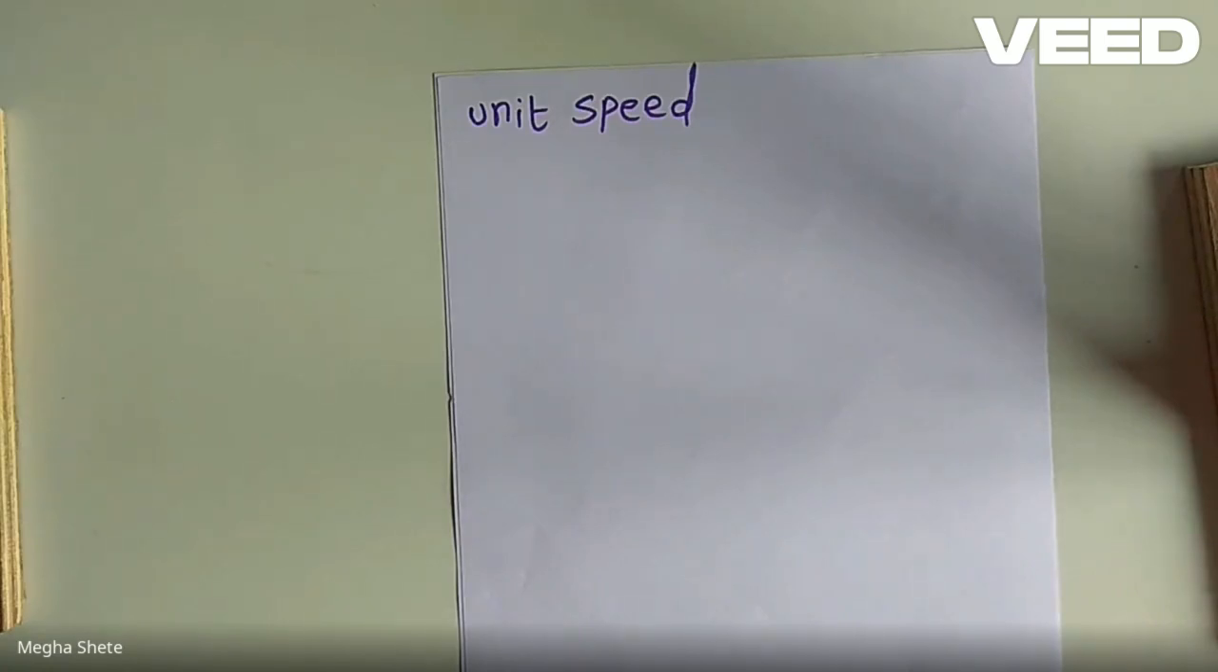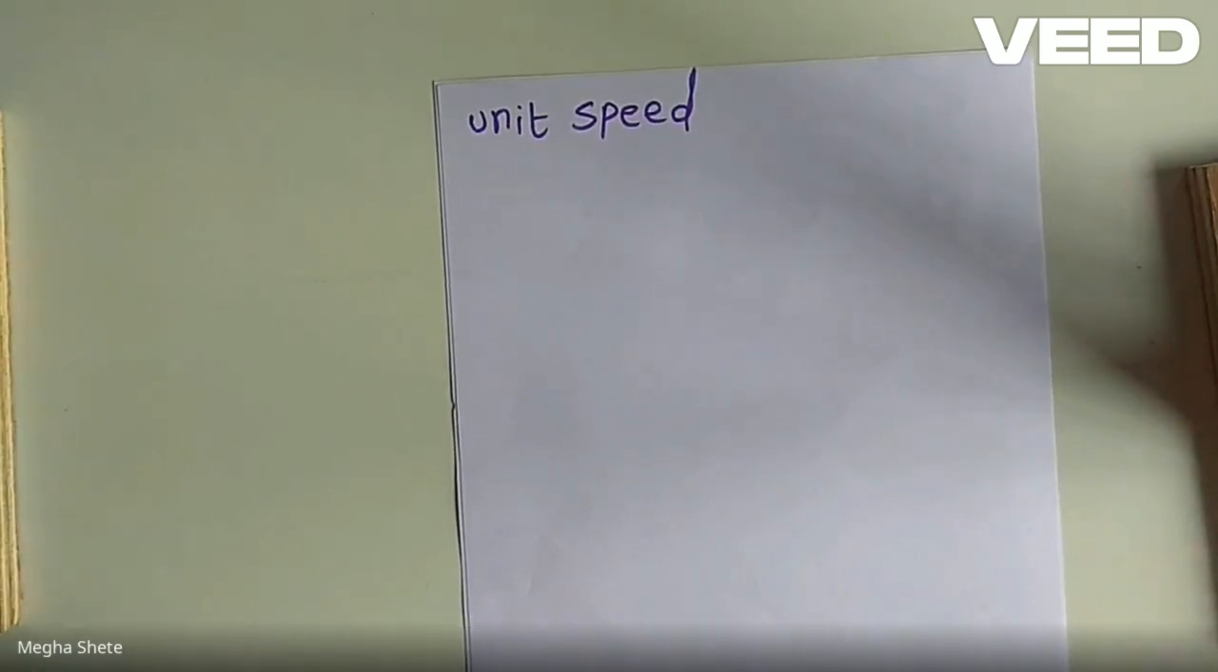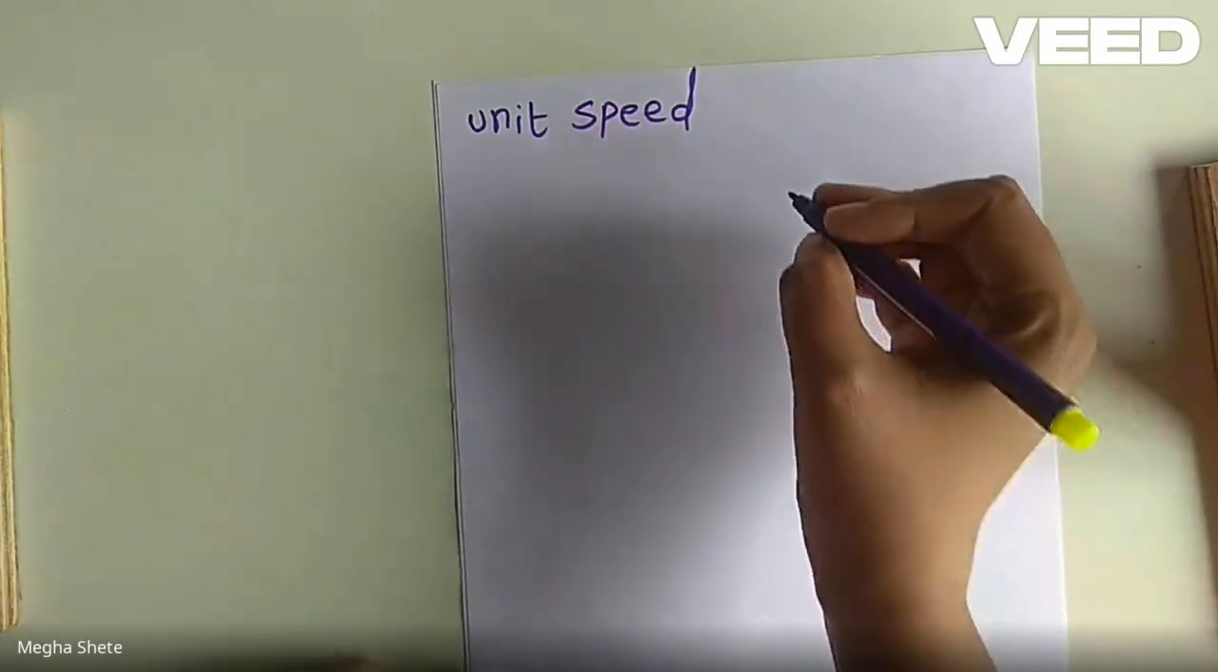The following are the three important unit quantities which must be studied under unit head: unit speed, unit discharge and unit power. First we are going to see unit speed. What is unit speed? Unit speed is defined as the speed of the turbine working under a unit head, that is a head of 1 meter, and it is denoted by the term NU.